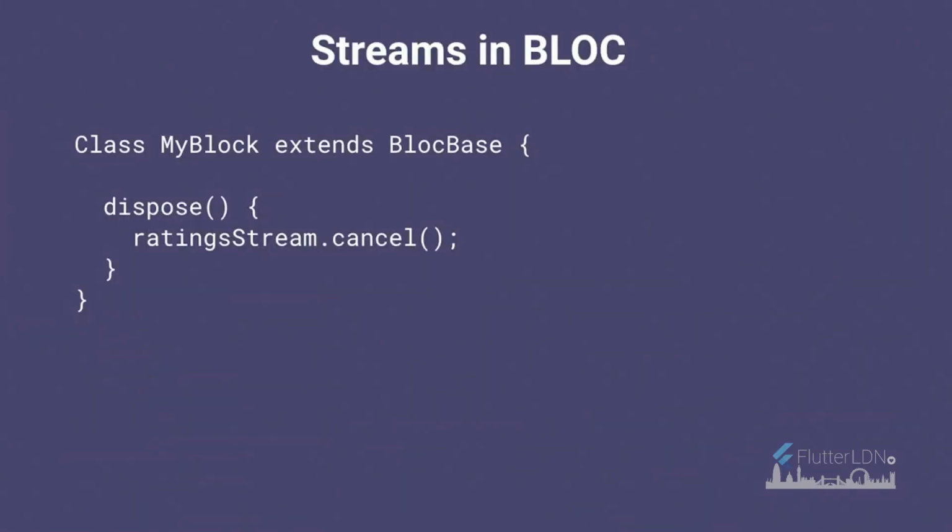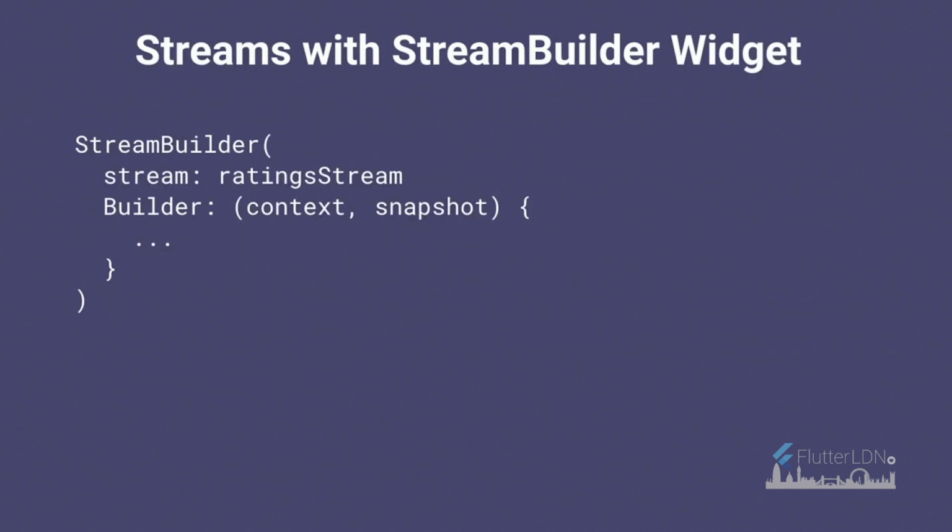So in Bloc, you already have a dispose method that you can use for canceling ongoing streams. Or even better, you can use the StreamBuilder widget from Flutter, which you can already give a stream, and this StreamBuilder takes care of subscribing and unsubscribing when the widget is being disposed. So I'd like to hear some opinions from you.